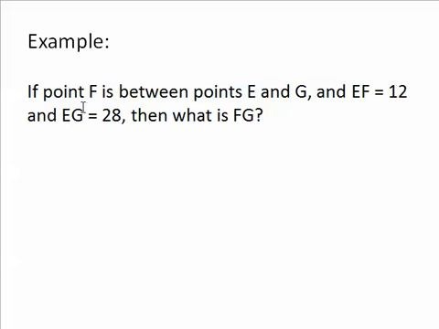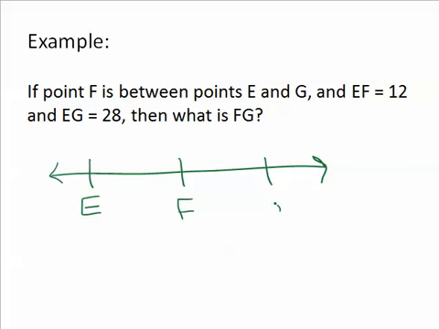Here's another one. If point F is between points E and G, let's stop right there and go ahead and draw the picture. I'm going to draw my line. So I've got E, F is in the middle, and G. EF is 12, so I'm going to go ahead and label that. EF is 12. And then EG is 28, so let's pay attention here. I know that EG, so E to G, is 28. I'm wanting to know what is FG.